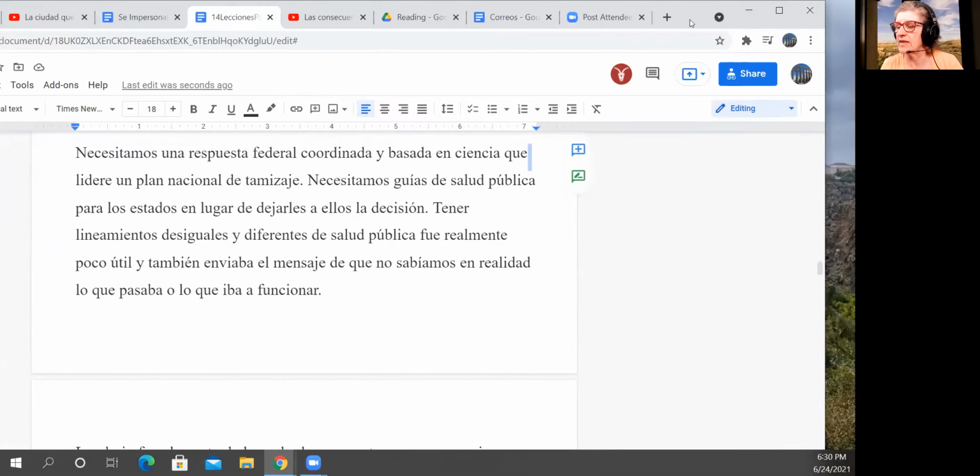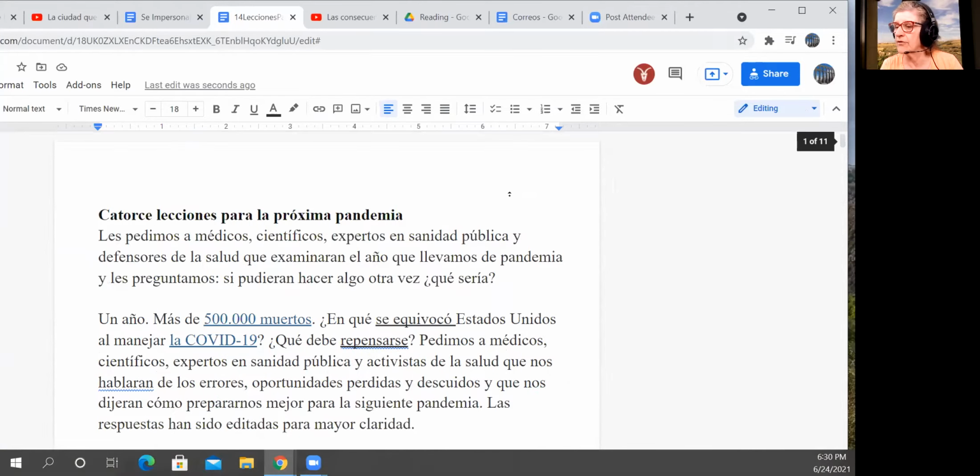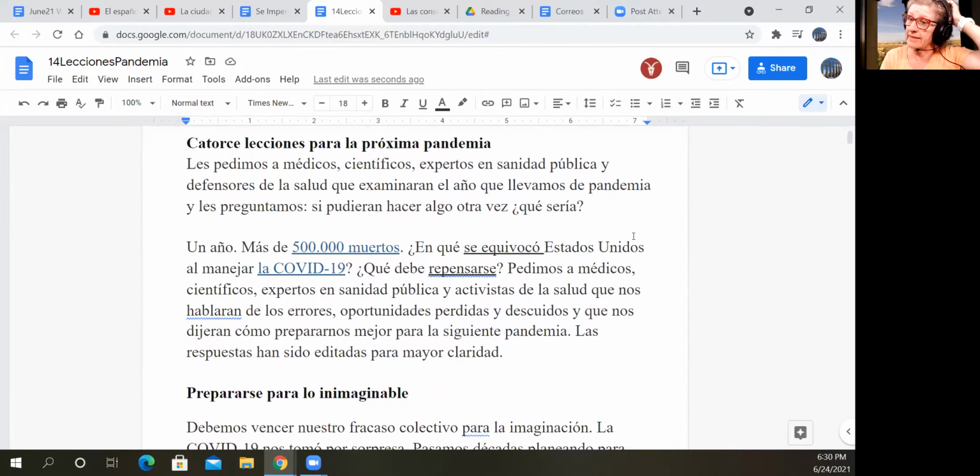Y momentito, vamos a ver. And we're going to see lots of uses of se, but we're going to take a look at maybe some things that are impersonal se and others are not. And we're going to kind of see how se is used in different settings. And now you can see the letters, but maybe don't have all those quotes and such huge letters. 14 lecciones para la próxima pandemia. Porque sí, estamos seguros de que habrá otra pandemia, desgraciadamente. Ok, y el primer ejemplo aquí tenemos se equivocó, equivocarse. And this one is not the impersonal, el se impersonal.